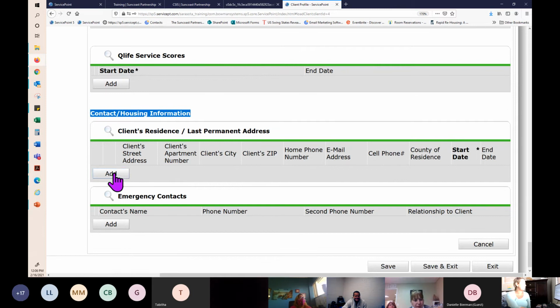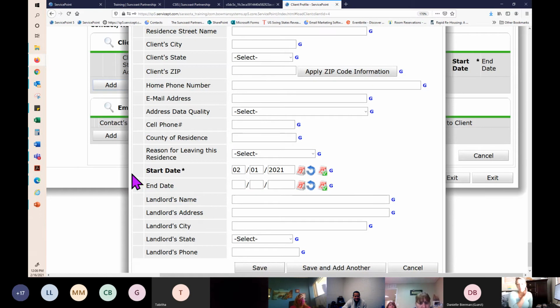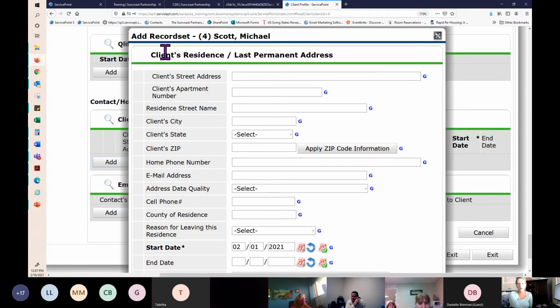Client residence and last permanent address. This is one of the biggest areas that we have so much trouble keeping updated information on. Your client may not have an address because they're staying at the Harvest House Family Emergency Shelter in the community, but this is where we're going to get the client's email address. This is where we're going to collect this information on the client.